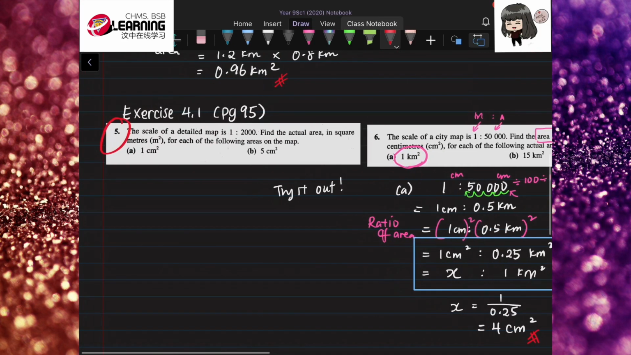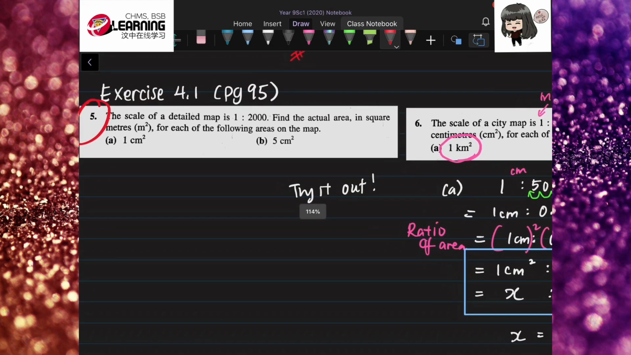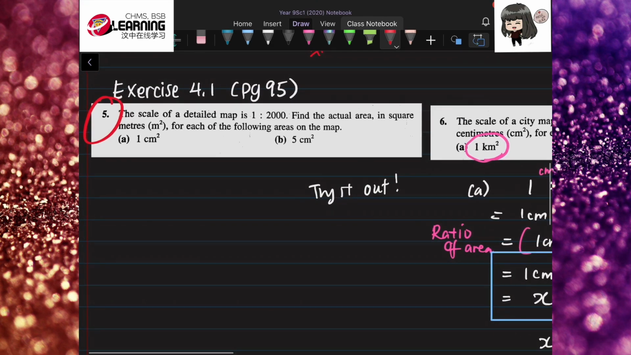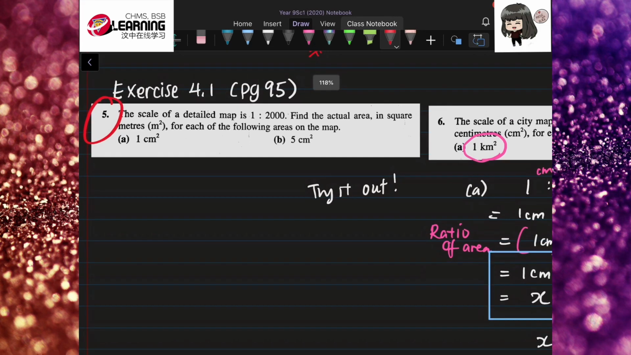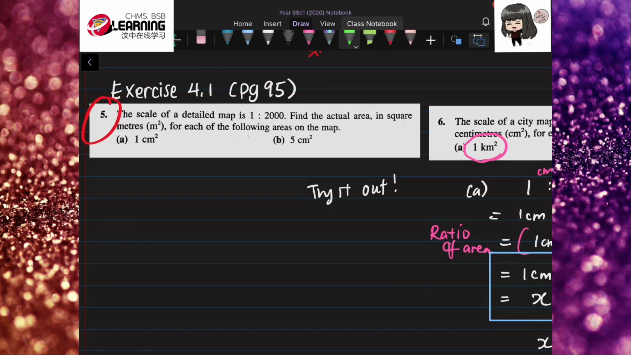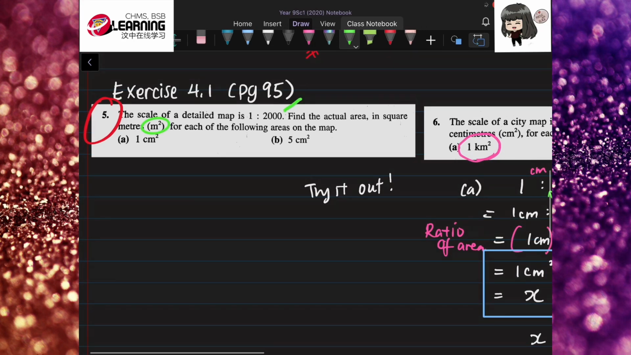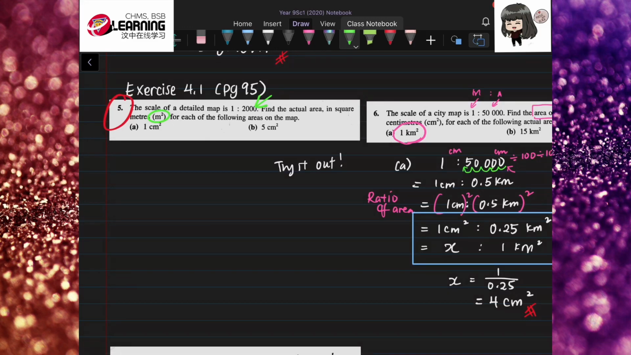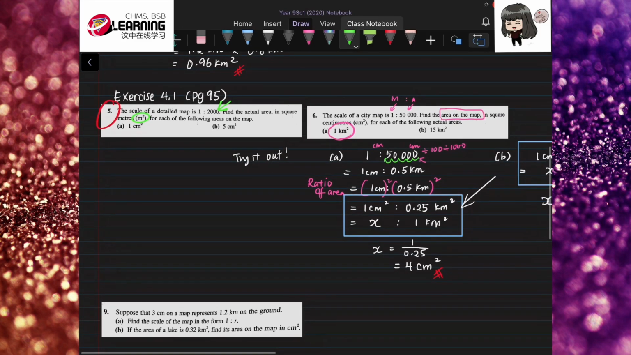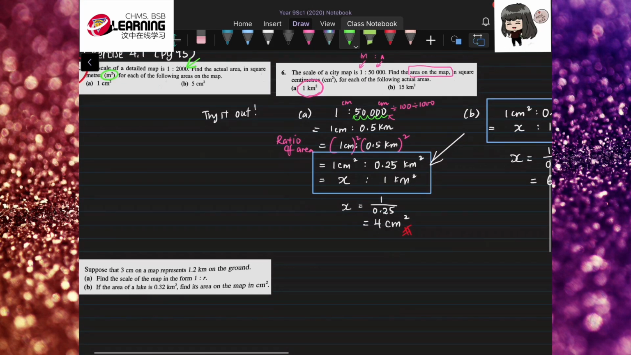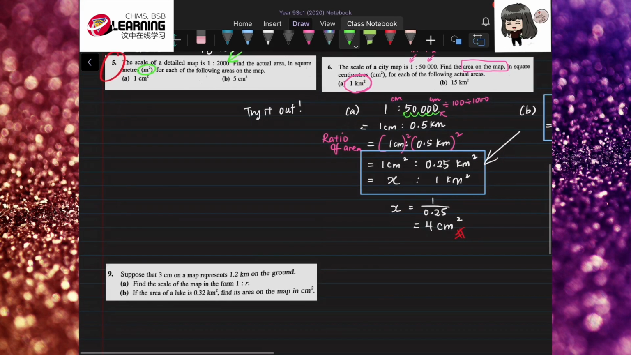So for question number 5, when you try this out, find the actual area in square meters. Since the question here is meter square, you can change this to meter first, and then you try to do it. I will give you the answer in the next lesson. So I've done number 6. Number 5 and number 9 you can try to do on your own.